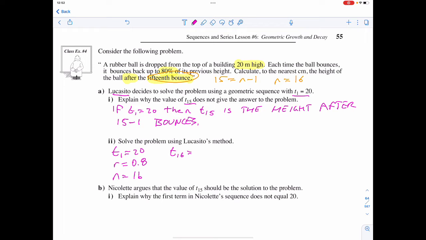And T16 is going to equal my starting height of 20 times my common ratio of 0.8 to the power of 15 bounces or 15 changes. This is going to give me 0.7036 meters. And because it wants its answer in centimeters, I just multiply that by 100 to get approximately 70 centimeters.